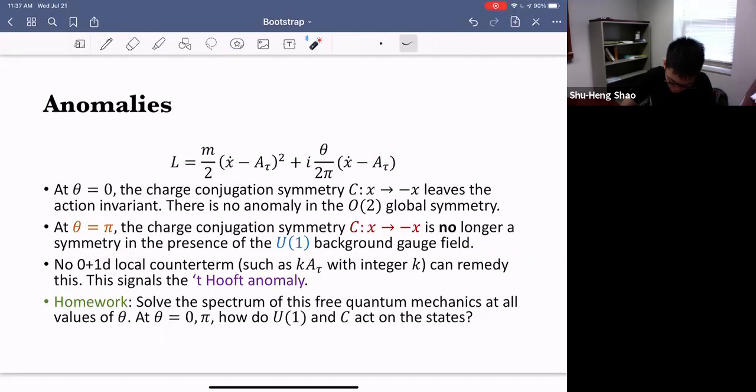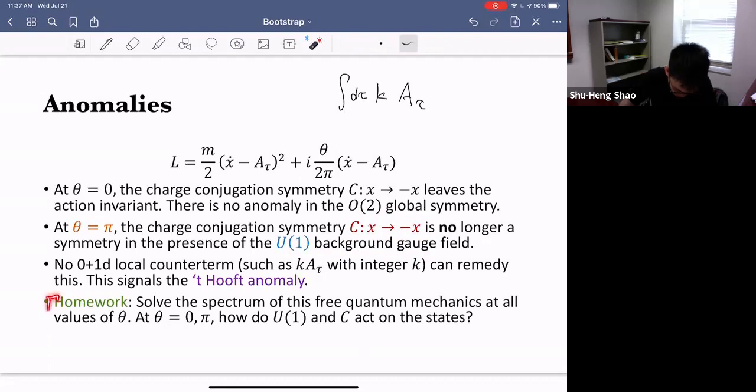You can easily check that such a non-invariance cannot be remedied by adding any 0 plus 1D local counterterm. The only 0 plus 1D local counterterm you can possibly add is this. It's like a one-dimensional Chern-Simons term for the quantum mechanics. But it cannot remedy this non-invariance under the charge conjugation symmetry in the presence of the U1 background gauge field.